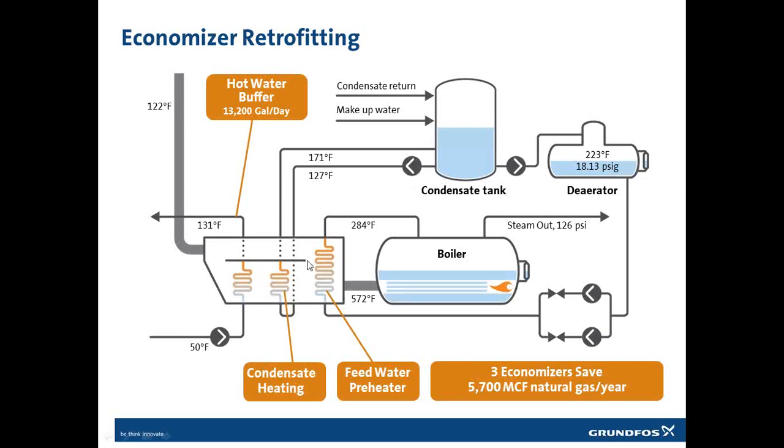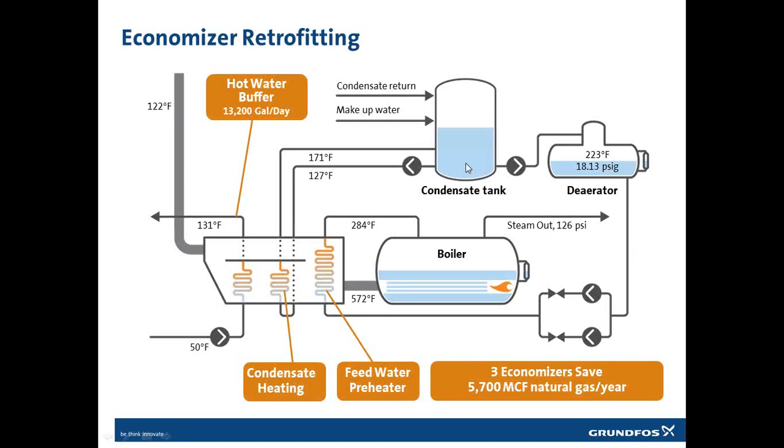The first economizer installed, the water is circulated by the feed pumps to the boiler. That was exactly the same as we saw before. Heating the water up before it enters the boiler. As you see, I have 223 degrees Fahrenheit water in my deaerator, and that water I am heating to 284 degrees Fahrenheit before it enters my boiler.